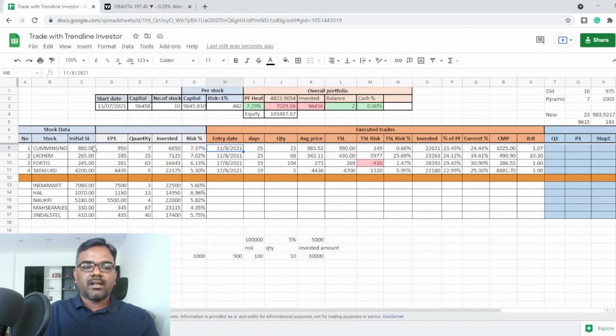And what is entry date? You could have planned this on 1st of August, and it got executed on 11th of August, right? So then this is the number of days you're holding that stock after entry. So it's nothing but today minus H8.